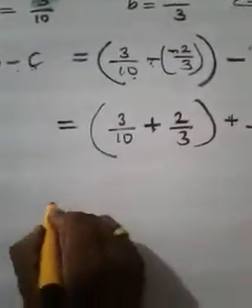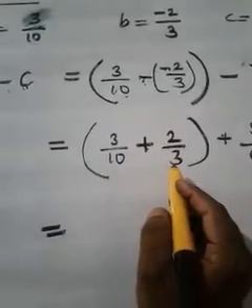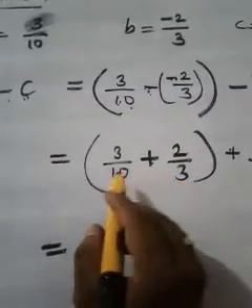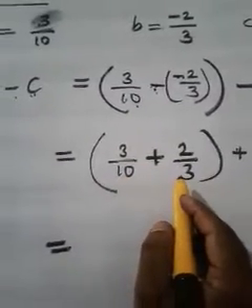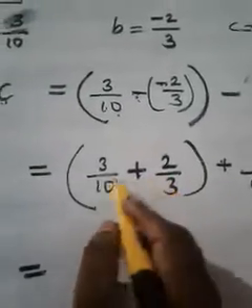Now it becomes 3 by 10 plus 2 by 3, no? So I'm going to use cross multiplication here, because I can make the denominator the same. If you want, you can make the denominator the same, otherwise cross multiplication. So I'm going to use cross multiplication here.